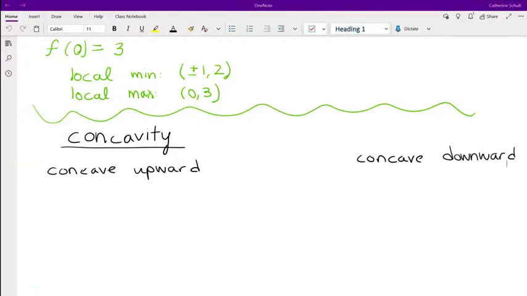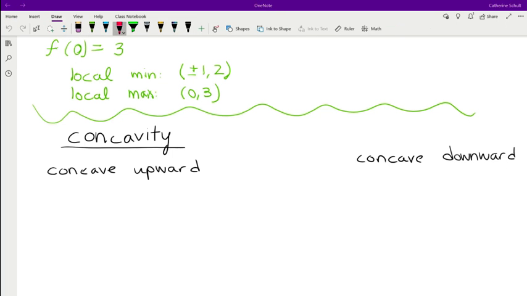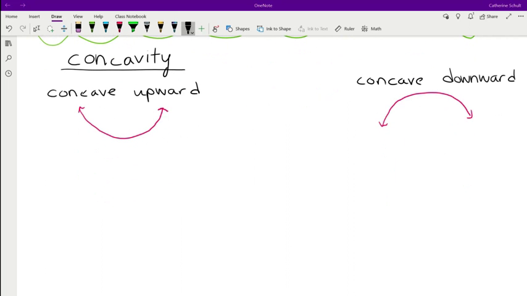So concave downward. Okay, so concave upward looks like a happy face. It's like a cup or a bowl pointing up to the sky. And then concave downward is if we turn the bowl upside down, or it's like a sad face. Okay, so now that we have a basic definition, let's see how we can put a calculus twist to that.